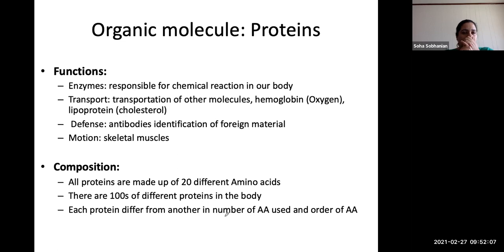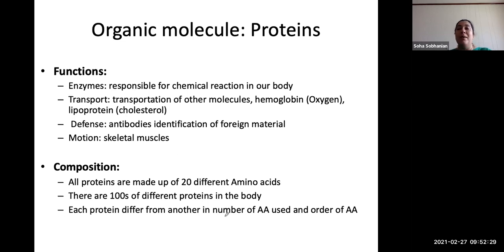So for protein, what do they do in our body? One of the most important things that they do, and if you only remember one thing, this is the one you want to remember: for many of the proteins, they are what we call enzymes.